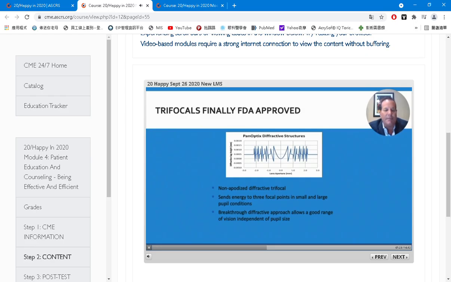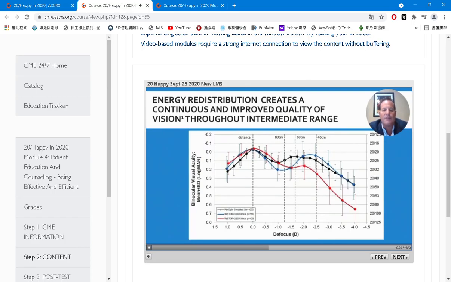Trifocals, the PanOptix approved in the last year, is a non-optimized diffractive trifocal. It gives a great range of vision all the way from 40 centimeters out to distance.